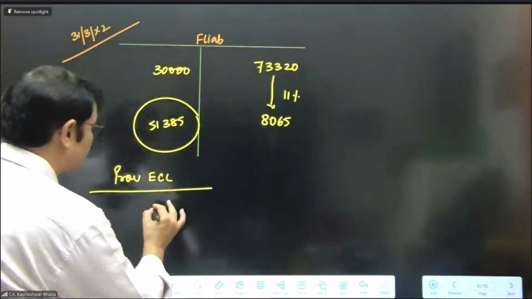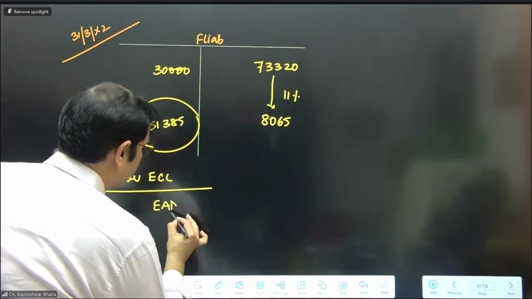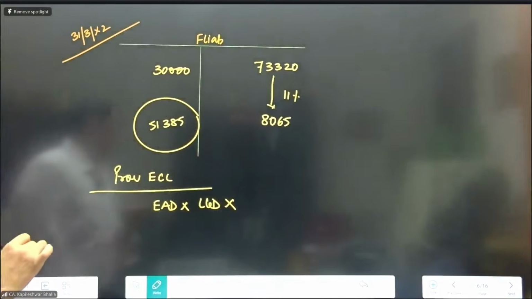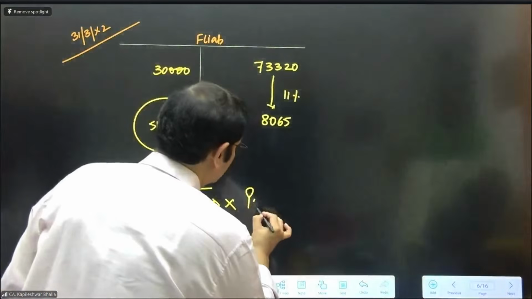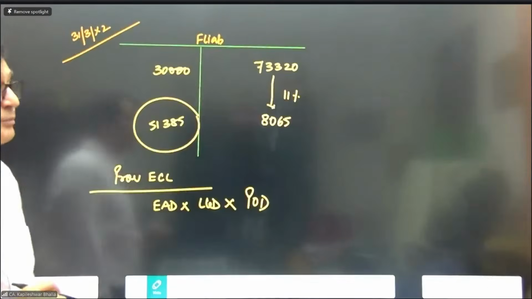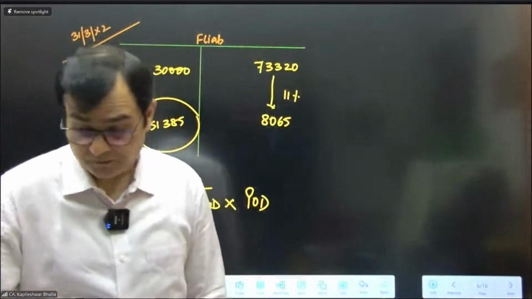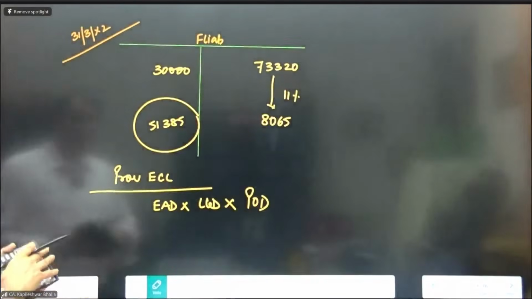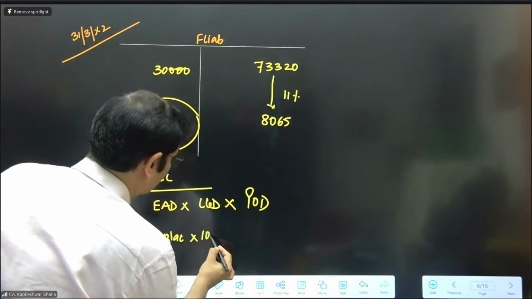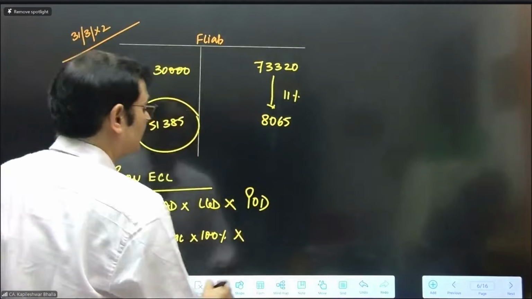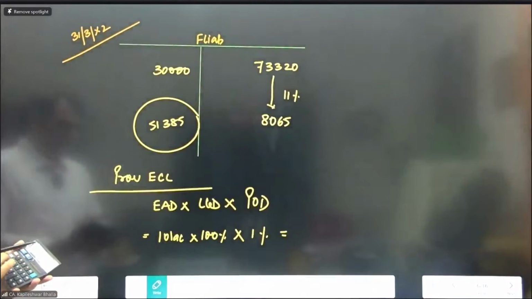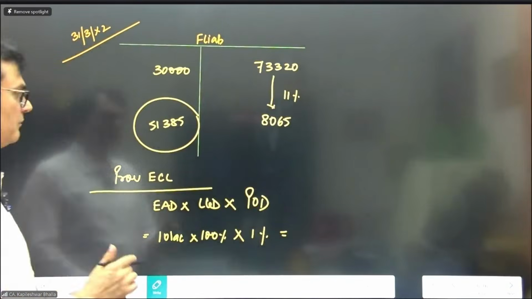So let's show the calculations. It is going to be EAD, exposure at default, into LGD, that is loss given default, into the POD. And if it is required, we need to consider the concept of time value of money as well. But in this case, we are not considering that part. So we are given the EAD is 10 lakh. Loss given default is 100% because no recovery. And the probability of default is 1%. So we can say on 10 lakh rupees, 1% that comes to 10,000.